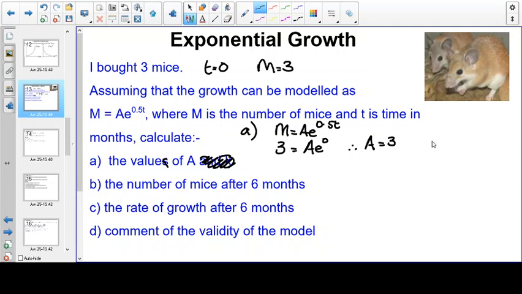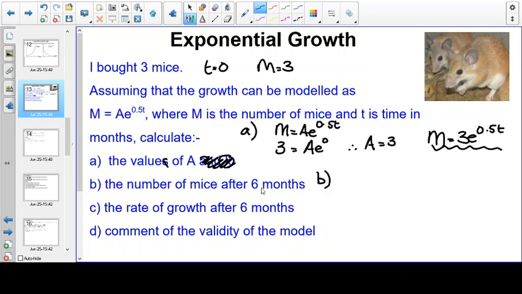Okay, so our actual formula is m equals 3 e to the 0.5t. So this now is what we are going to use for the rest of the questions. Part B.